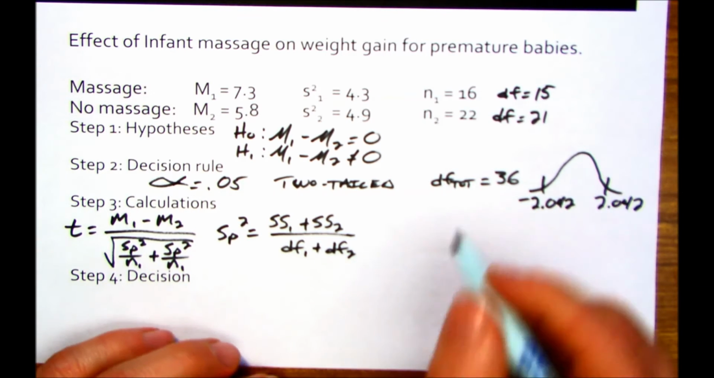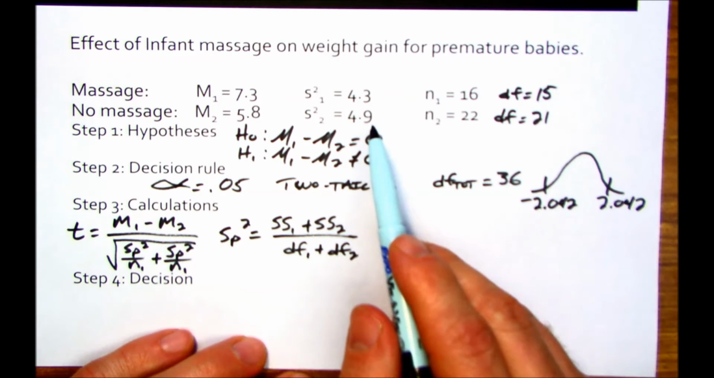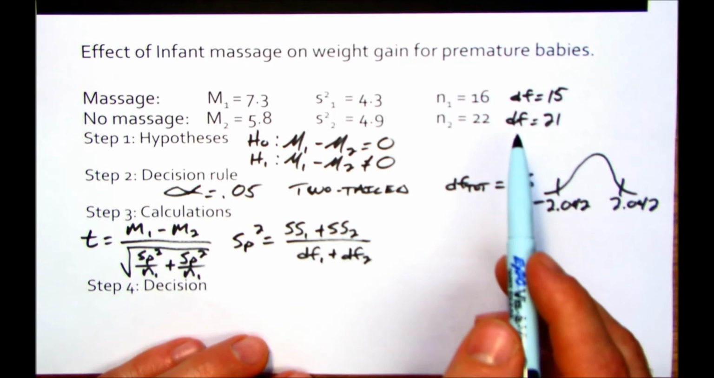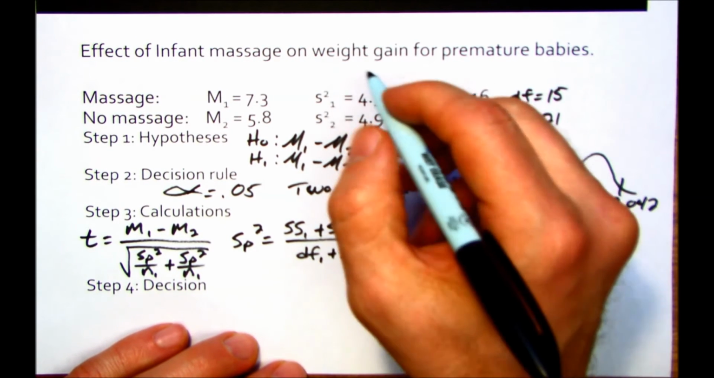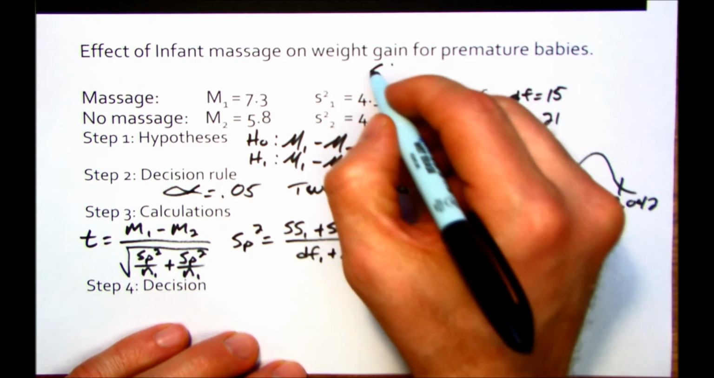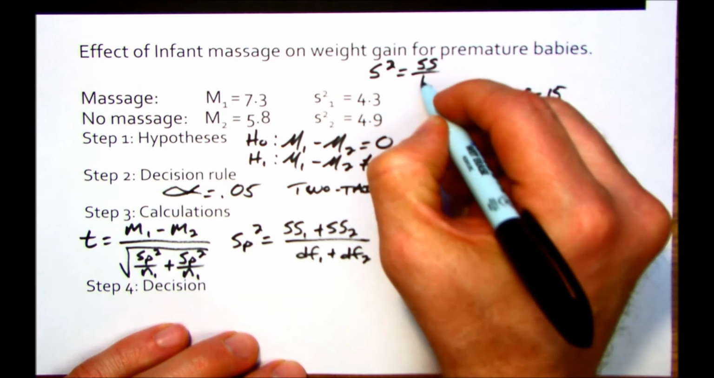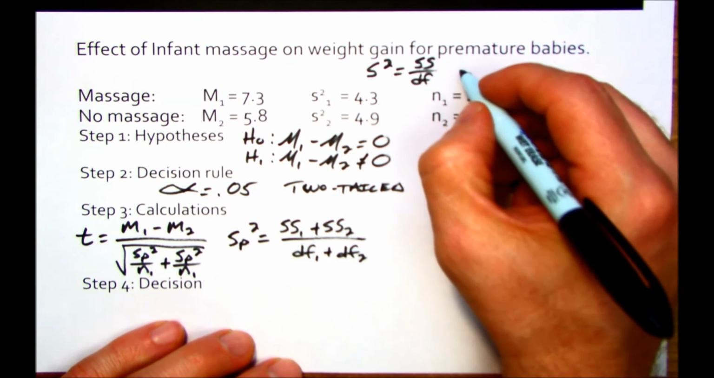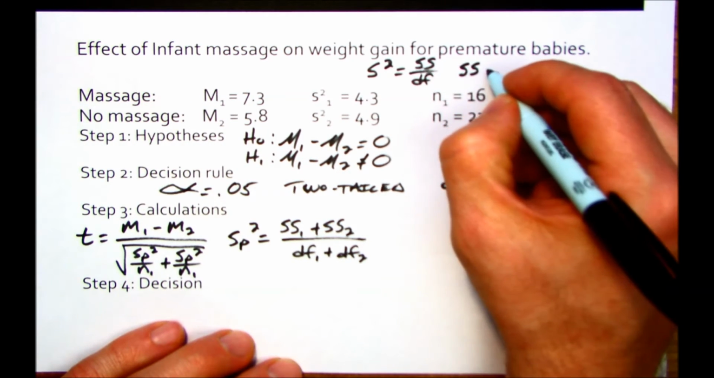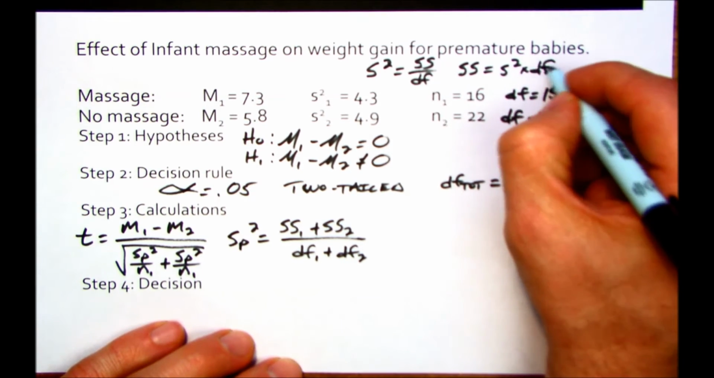Okay. So one of the things you'll notice up here, though, is we don't have the sum of squares. We have the variances, we have our sample sizes, we have degrees of freedom, but we don't have the sum of squares. If you remember the formula for a variance, it's just the sum of squares divided by degrees of freedom. So if we want to figure out instead what the sum of squares would equal, the variance times degrees of freedom.